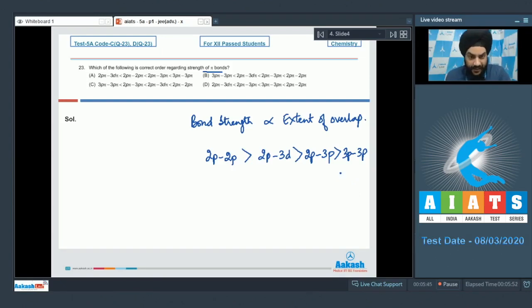So if you look at the options which are given to us, students, we can clearly see that for this question, the answer has to be marked as option C. Let us look at the next question now.